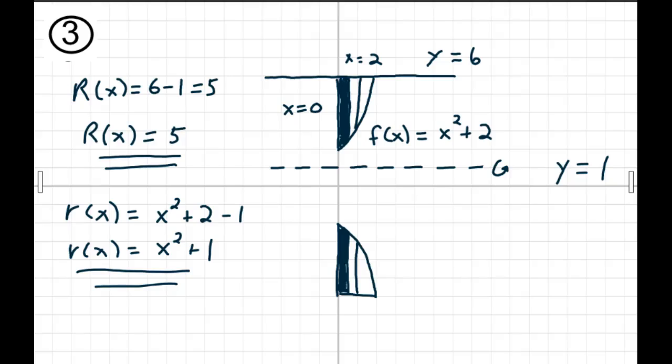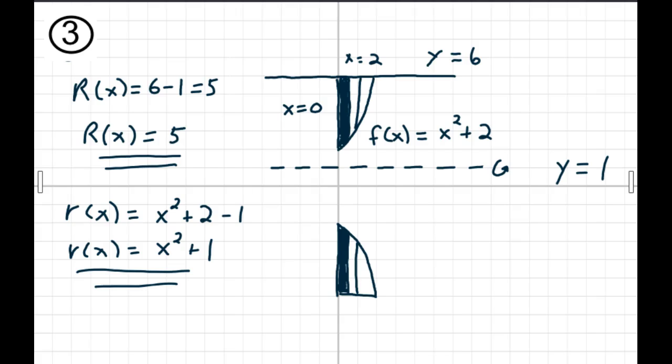Revolving around an axis other than the x-axis is a little tricky. So here we have y is equal to 6 being revolved around y is equal to 1. So normally we'd call big R of x 6, but since we're stopping short, the axis of revolution, again being y is equal to 1, is really only 5 spaces away from y is equal to 6. So big R of x is going to be 6 minus 1, or just 5, when it revolves.